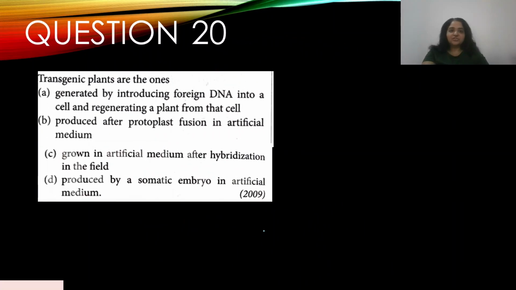Question 20. Transgenic plants are the ones, this appeared in 2009. A. Generated by introducing foreign DNA into a cell and regenerating a plant from that cell. B. Produced after protoplast fusion in artificial medium. C. Grown in artificial medium after hybridization in the field. D. Produced by somatic embryo in artificial medium. So transgenic plants are the ones that are generated by introducing a foreign DNA into a cell and regenerating a plant from that cell. Answer is A.